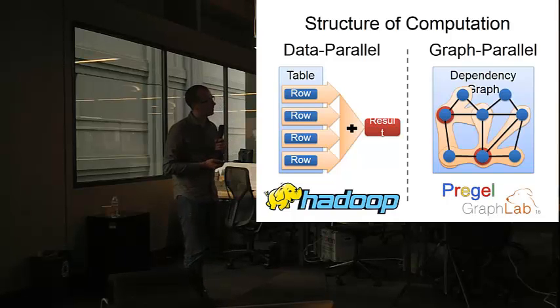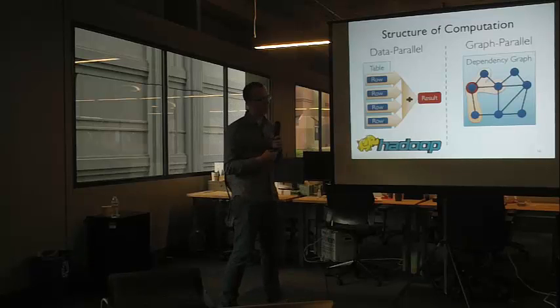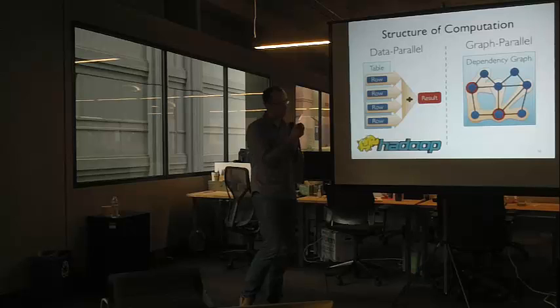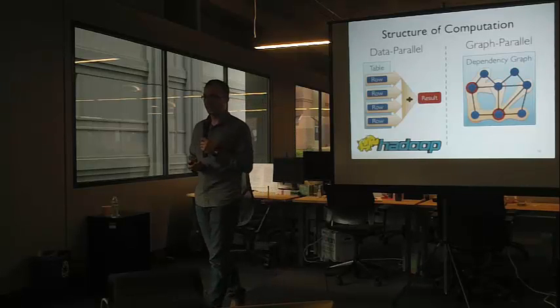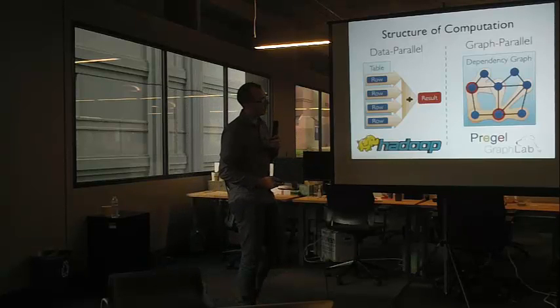But if we look at graphs, the structure of the computation is slightly different. In this case, each vertex needs to look at its neighborhood, do something, and change its state. And the parallelism, again, emerges from running multiple vertices at once, right? And as a consequence of this need for graph systems, a lot of new systems have emerged.